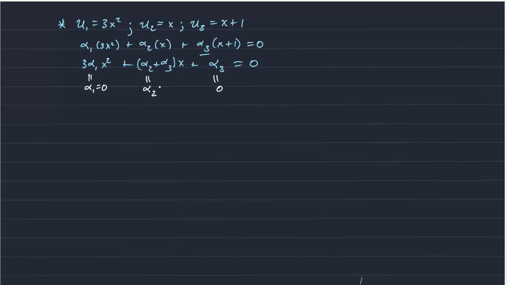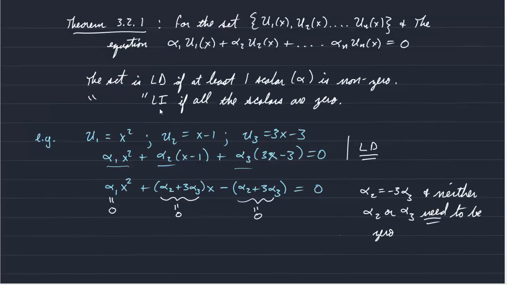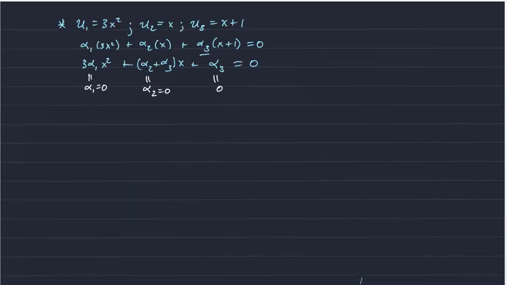So here's a situation in which all the coefficients have to be 0, and based on our theorem, if all the scalar coefficients are 0, then it's linearly independent. That is, there are no functions that can be expressed as a linear combination of the others. So this set is linearly independent.